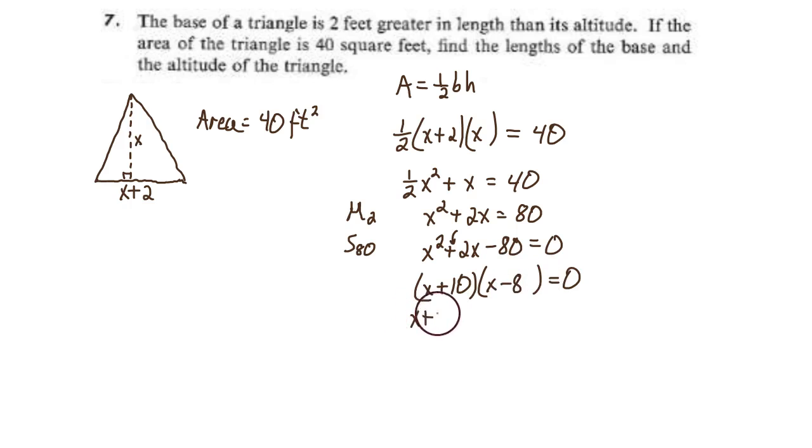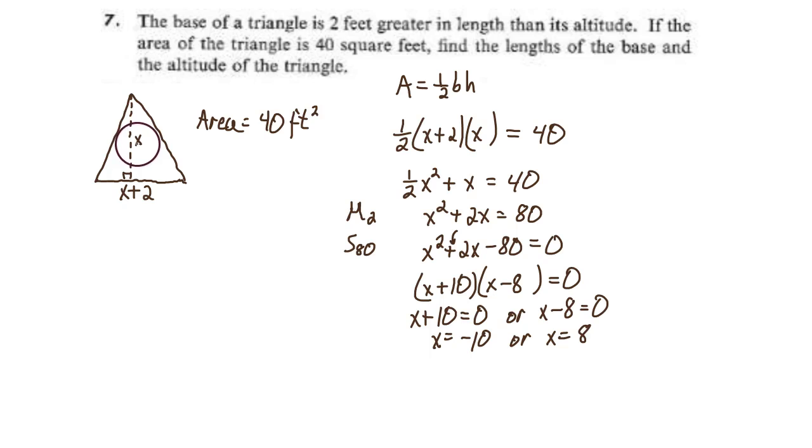Now set each factor equal to 0, and solve them. Now let's check these answers in the original problem. The letter x was representing the height of a triangle. Can that height be negative 10? No, that doesn't make any sense.